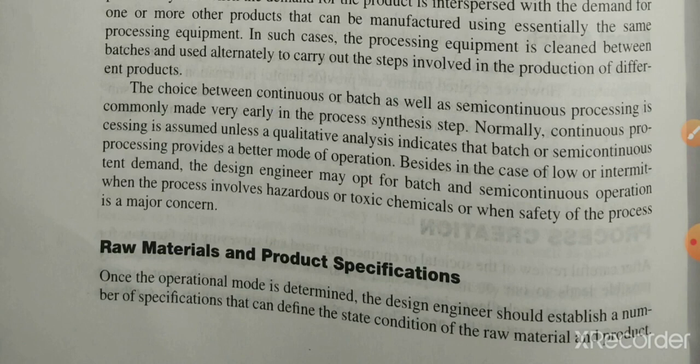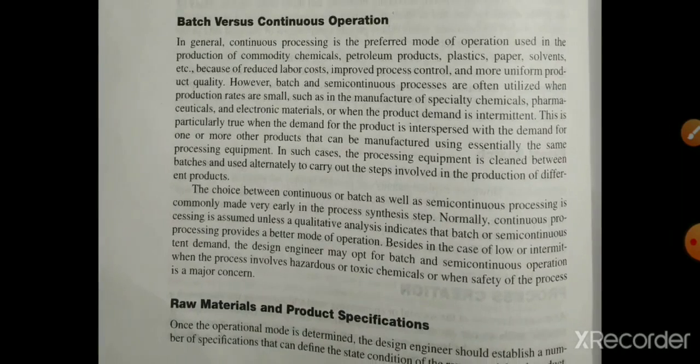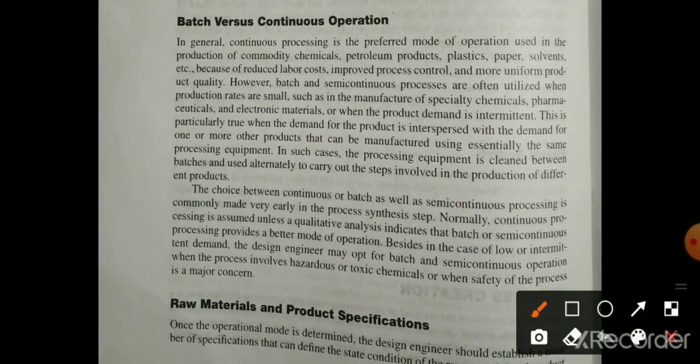This is so when the process involves hazardous or toxic chemicals, or when the safety of the process is a major concern. Okay, this is a simple discussion part for batch and semi-continuous operations. Batch and continuous process is ours. Process auxiliaries and process utilities will come in that.